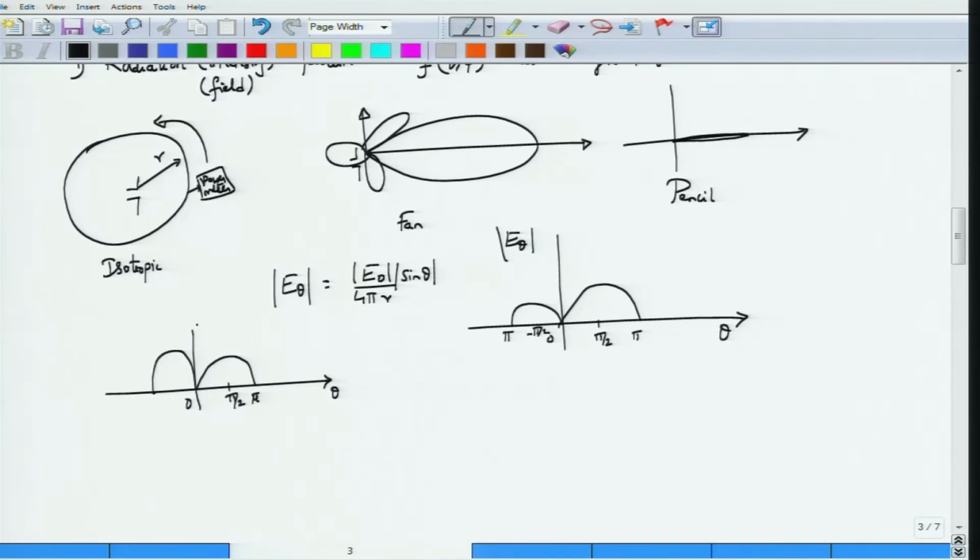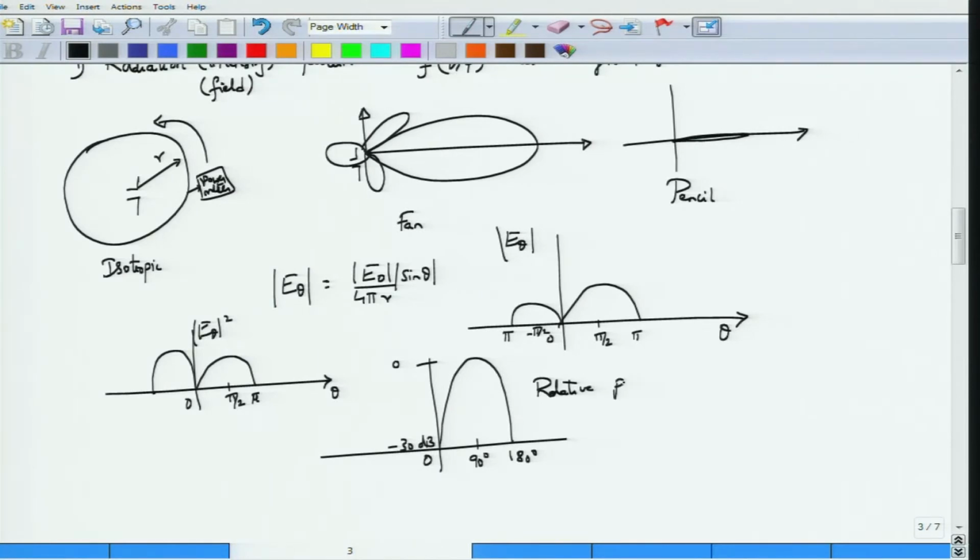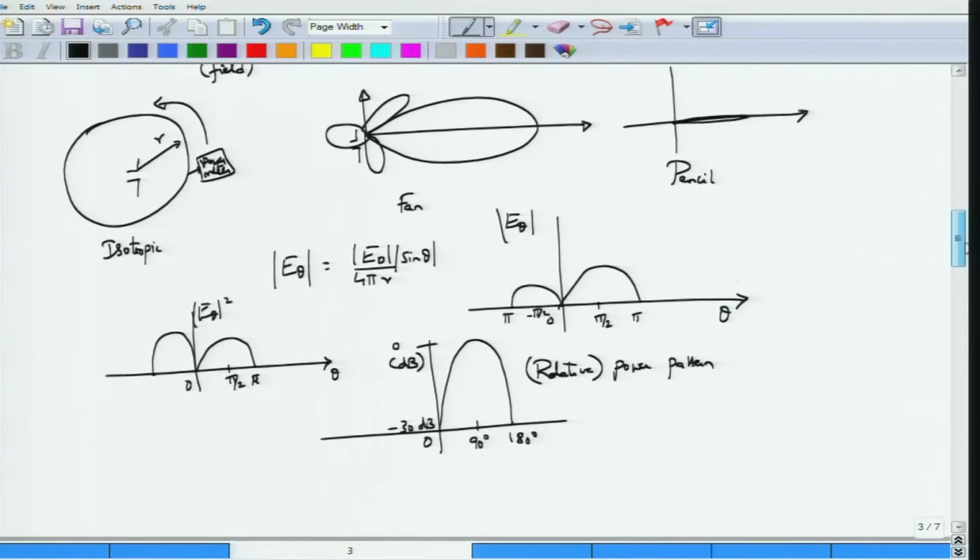It is actually rather interesting to talk of the power pattern in terms of the dB scale. So, you can have a dB scale pattern in which you go from say 0 to pi, or 180 degrees, and this is how the power pattern would be. At pi by 2, that is 90 degrees, you have the maximum power because sin theta reaches its maximum there, and in the other regions it would asymptotically approach some minus 30 dB. So, this is your relative power pattern, relative to the maximum value. This is sometimes also called the normalized power pattern. You just take the power and normalize it to the maximum value that you get, and that would be the relative power pattern or normalized power pattern.